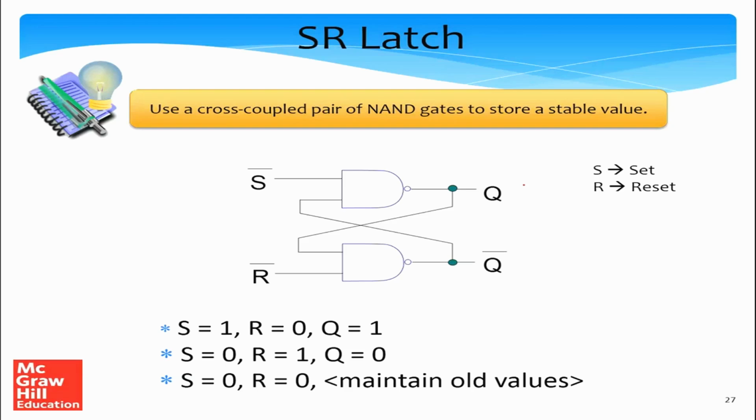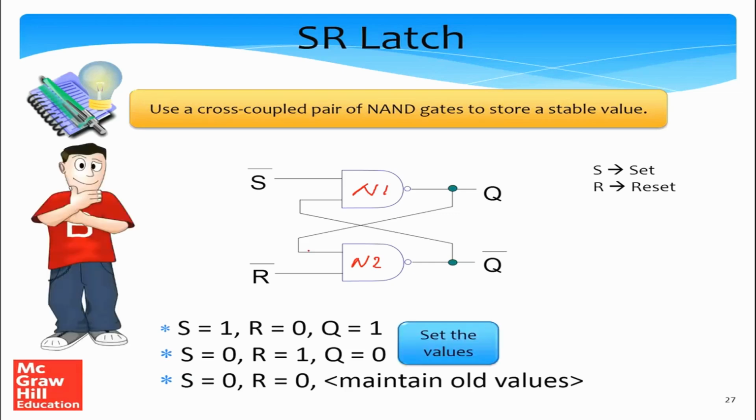As simple as that. And why do we say it is cross coupled? The reason is that the output of the first NAND gate is an input to the second NAND gate. Let's call this N1 and this N2. The output of N1 is an input to N2, and the output of N2 is an input to N1. That's the reason we call it a cross-coupled NAND gate. Let's see how it works.